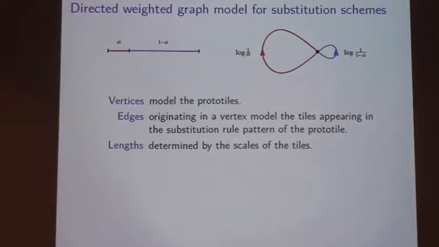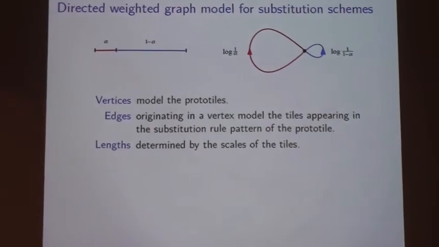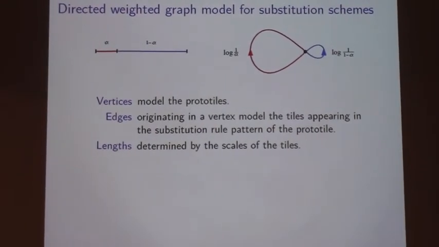Okay. So a very convenient model for the substitution schemes is the directed weighted graph model. So what do I do here? I take a substitution scheme and I build a graph in the following way. The vertices of the graph are just the prototypes. So here there is one prototype, the unit interval, and I have one vertex.